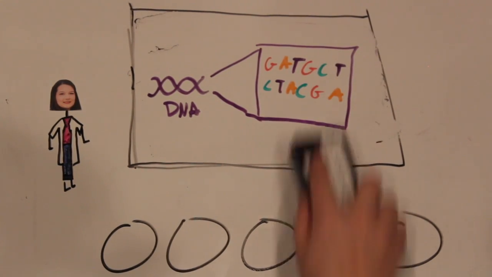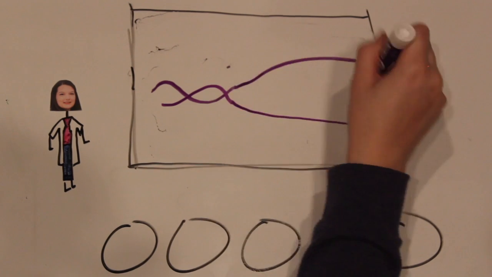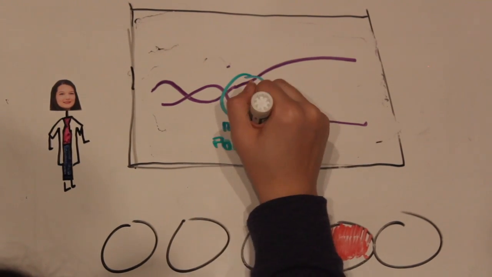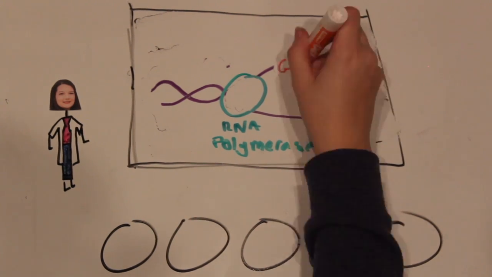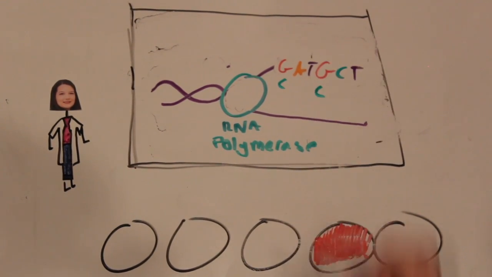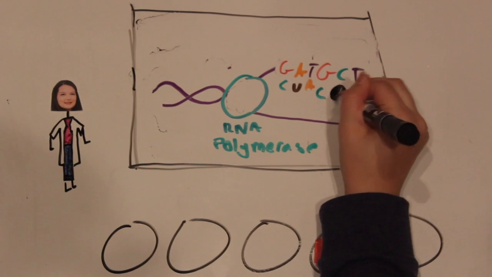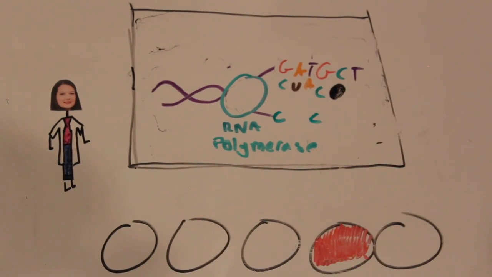DNA is double-stranded and made of base pairs. And in this process, the strands are separated by an enzyme known as RNA polymerase. Since each base pair matches to only one other base pair, other enzymes can easily make complementary strands that are opposite to the template. Only one strand of DNA is transcribed because only one strand contains the gene.